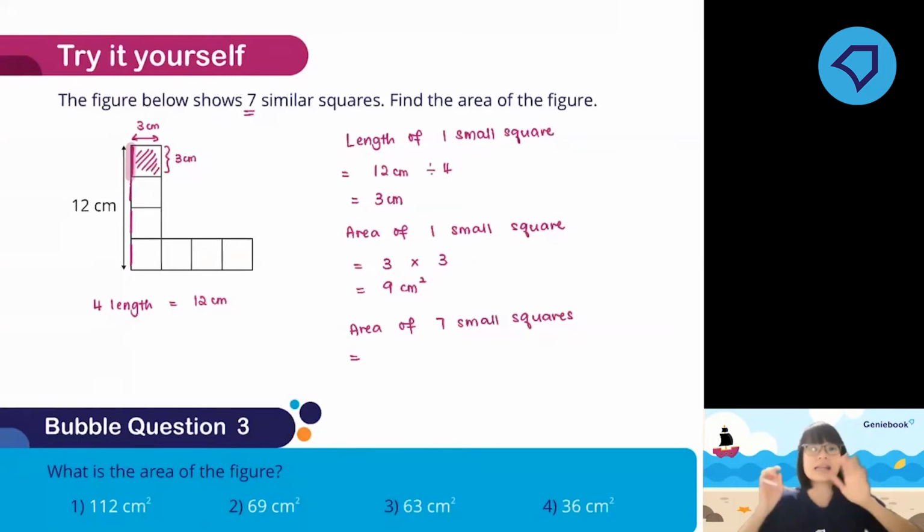The question says that there are 7 similar squares. So if this is 9 centimeters squared, 9 centimeters squared, and so on for all 7 squares, to find the area of all the small squares, we need to take 7 of them, multiplied by the area of one small square. So 7 multiplied by 9, you will get 63 centimeters squared. So the answer would be option number 3.